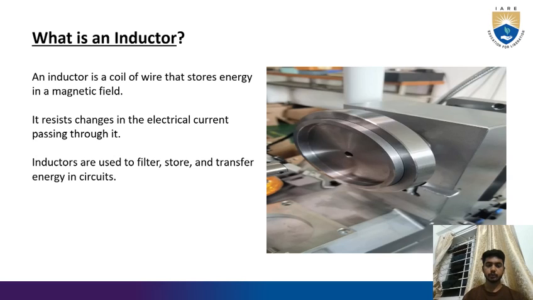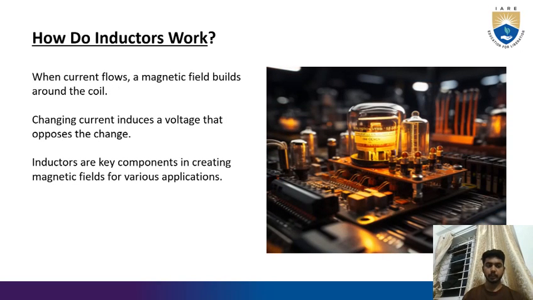Inductors are used to filter, store, and transfer energy in circuits. If the current changes, the magnetic field changes too. And according to Faraday's law, this changing field induces a voltage that opposes the change in current. That's why an inductor resists sudden change in current flow. The key formula for an inductor is V equals L di by dt, where V is voltage, L is inductance, and di by dt is the rate of change of current.